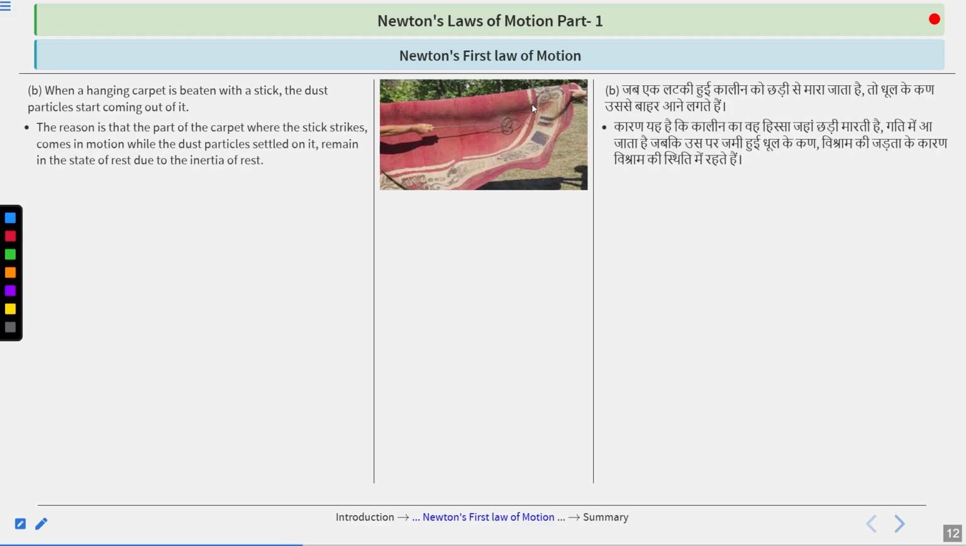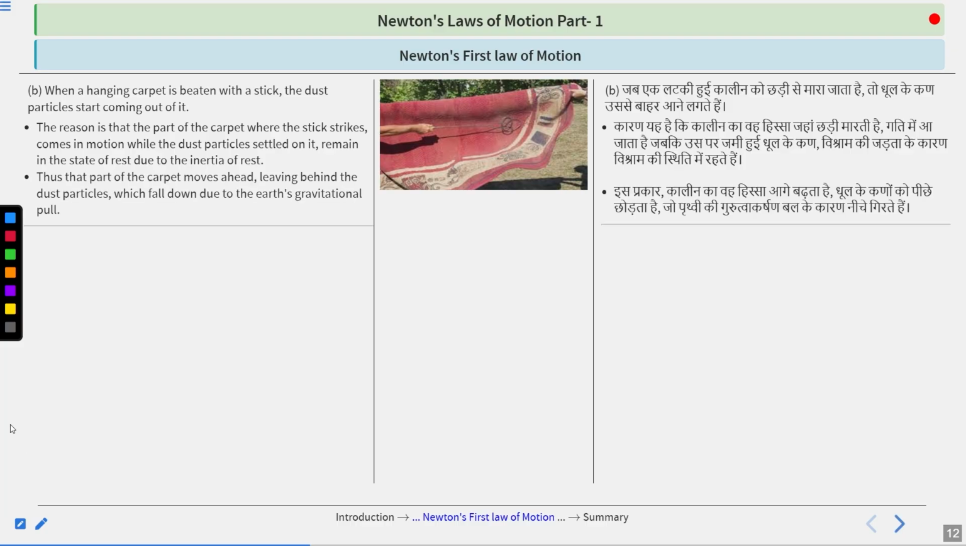The reason is that, as I have told you, the part of the carpet where the stick strikes comes in motion, but the dust particles settled on it remain in the state of rest due to the inertia of rest, because they are not sharing any motion or not experiencing any external force. Thus, that part of the carpet moves ahead, leaving behind the dust particles, which fall down due to the Earth's gravitational pull, and that's how the dust is removed from the blanket.